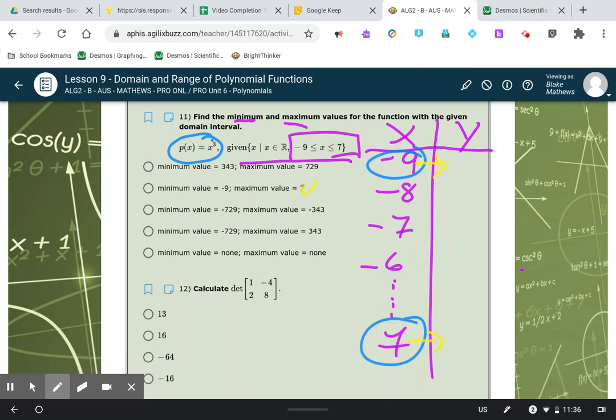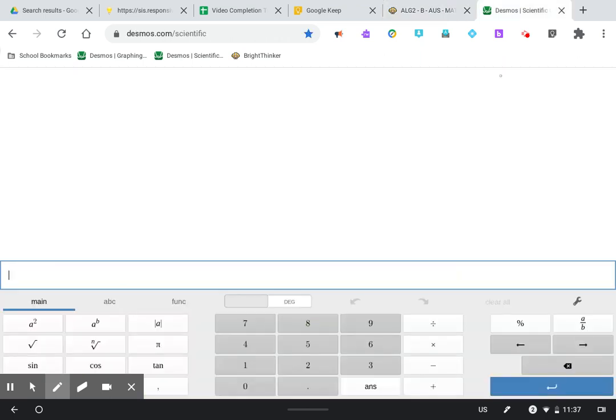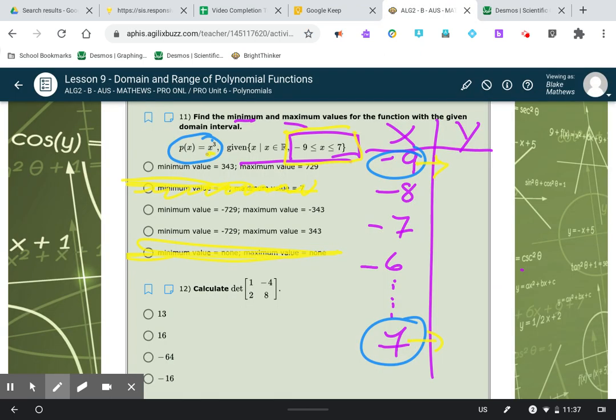Notice we're not talking about -9 and 7 as the minimum and maximum value because we want to know about the y, not the x. So that's why that is not the answer. And so let's see if we get a minimum or maximum value for the function in the given domain interval. Also, it's not going to be none, because if we're working just between these numbers, somewhere between those numbers will be the highest point. So we go here, -9, and this is the function x to the third.